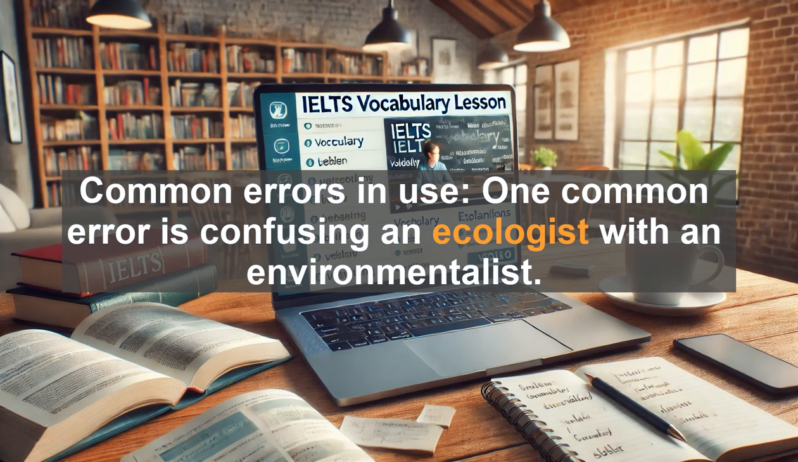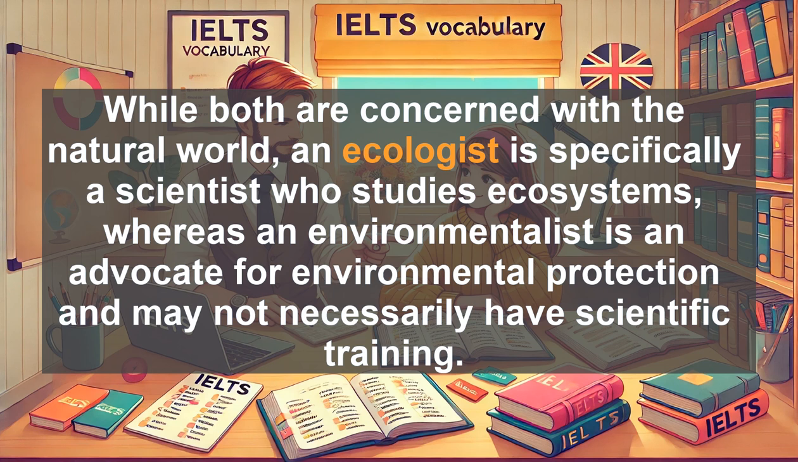Common errors in use. One common error is confusing an ecologist with an environmentalist. While both are concerned with the natural world, an ecologist is specifically a scientist who studies ecosystems, whereas an environmentalist is an advocate for environmental protection and may not necessarily have scientific training.